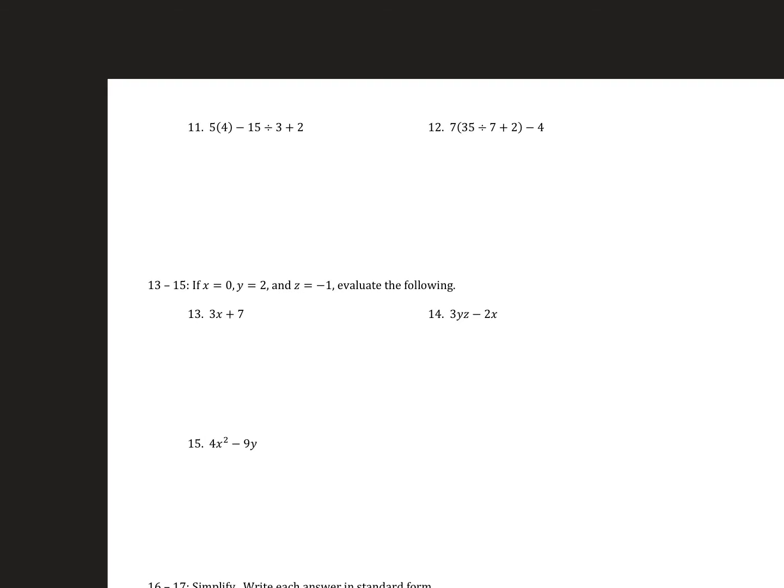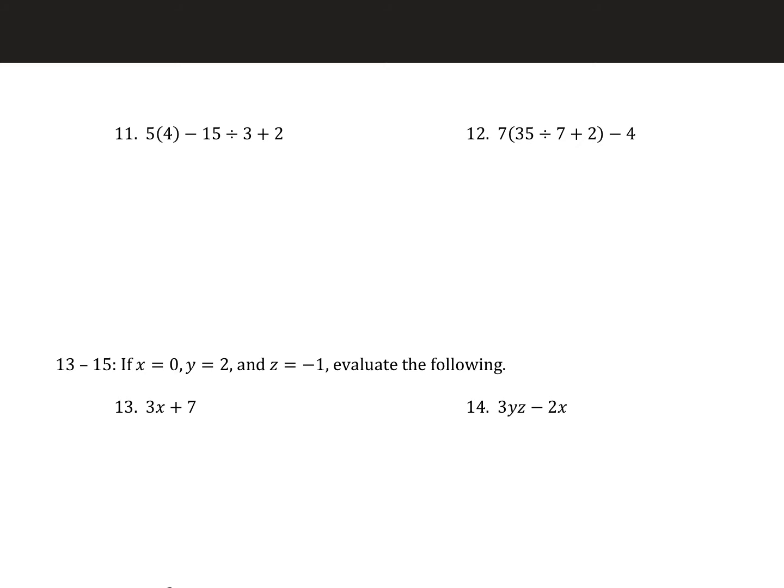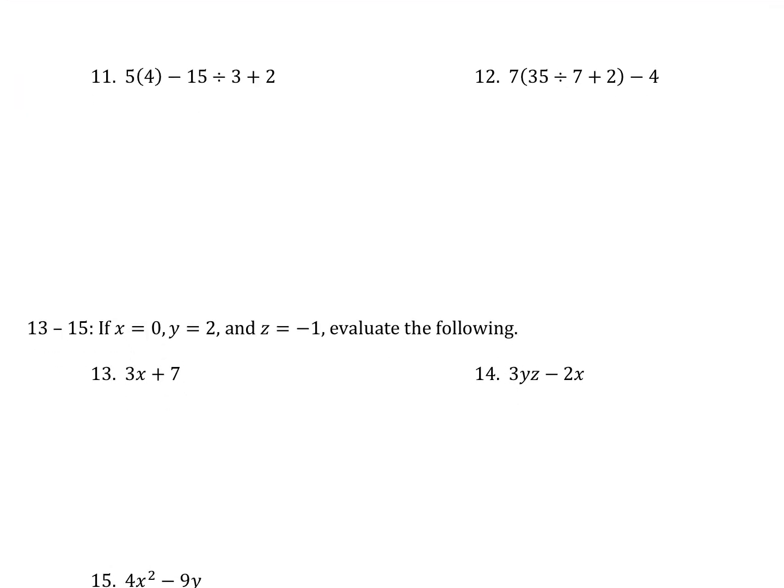For our next set of examples, for number 11, we have 5 times 4 minus 15 divided by 3 plus 2. So we are going to look at this using our order of operations. We don't have any parentheses. We don't have any exponents. So we're going to move to multiplication or division from left to right. From left to right, the multiplication comes first. So we'll do the 5 times 4, which is 20. So it's 20 minus 15 divided by 3 plus 2.